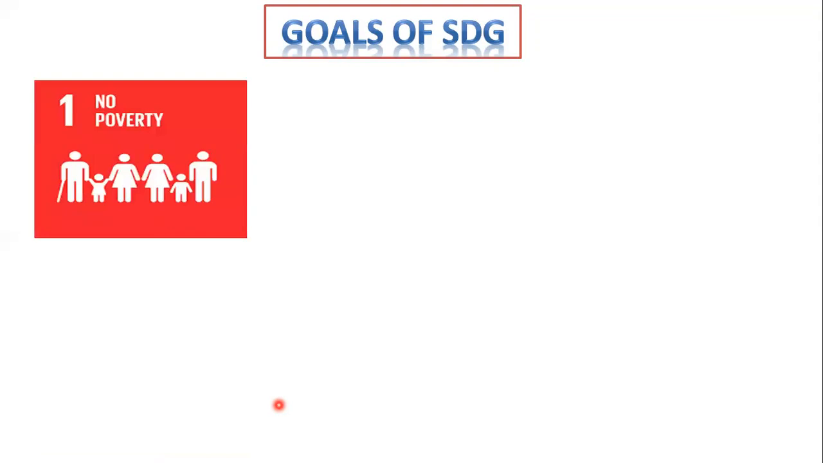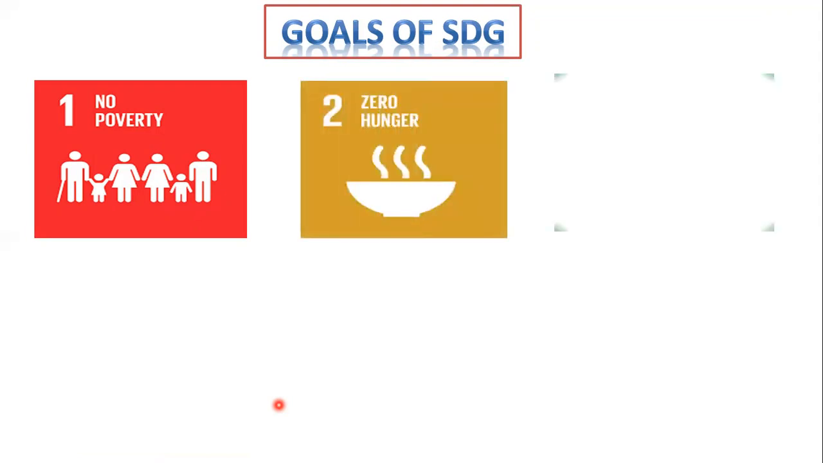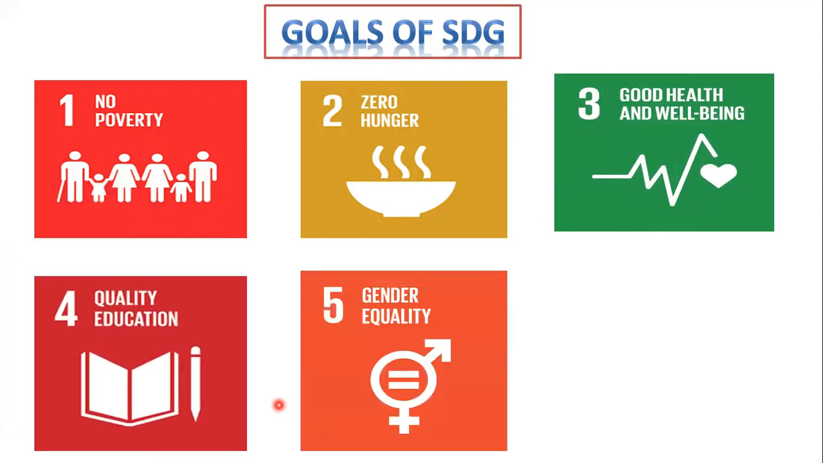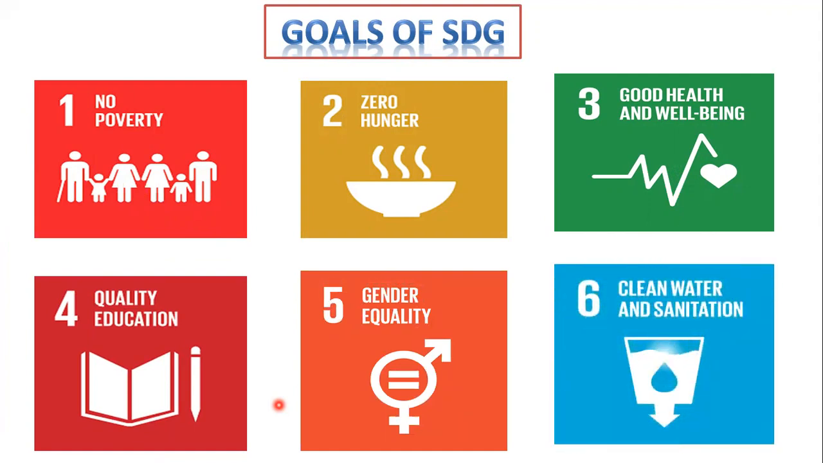Now we'll show what are the goals of sustainable development. First one is no poverty, second one zero hunger, third one good health and well-being, fourth quality education, fifth gender equality, sixth clean water and sanitation. If we want to discuss what is no poverty, the people must not live under the poverty line. They must get their food in due time from their own livelihood. Second one, zero hunger. If poverty is removed, then zero hunger will be ensured. Third one, good health and well-being.